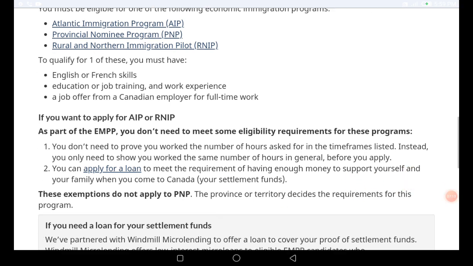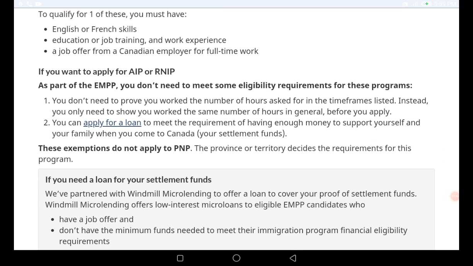Okay, this exemption does not apply to the PNP program. If you must apply to the PNP program, you must meet these requirements that are listed here, which are exempted for the AIP and the RNIP. The province or territory decides the requirements for this program.